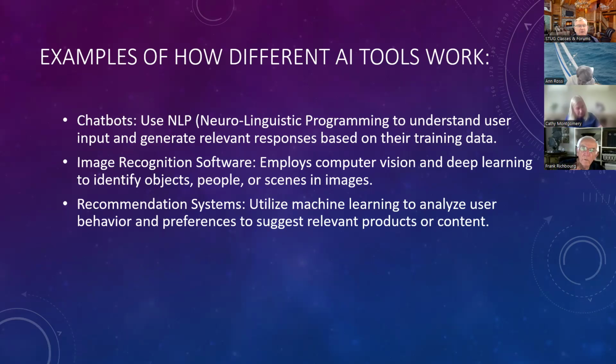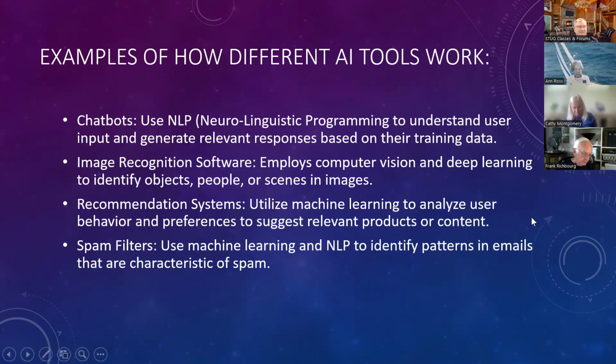Recommendation systems utilize machine learning to analyze your behavior and preferences to suggest relevant products and content. My calendar has me going to rehab every Monday, Wednesday, and Friday at 10 o'clock. When I get in the car, Google says it'll take you 10 minutes to get to work. And I didn't ask, but it got the habit, right? The machine learning and NLP to identify patterns in emails, we talked about that one.